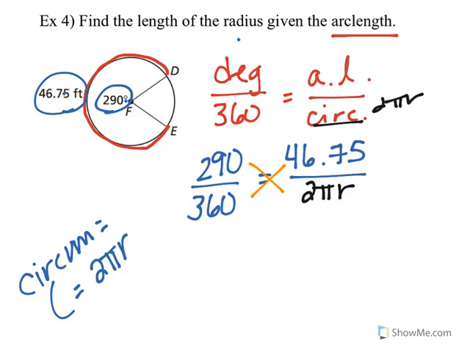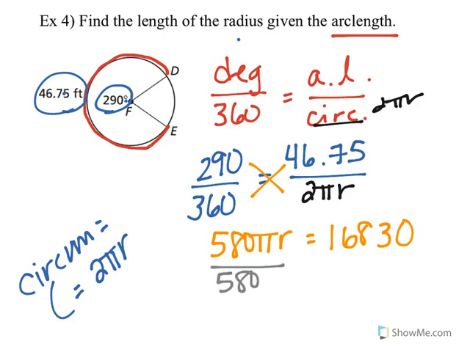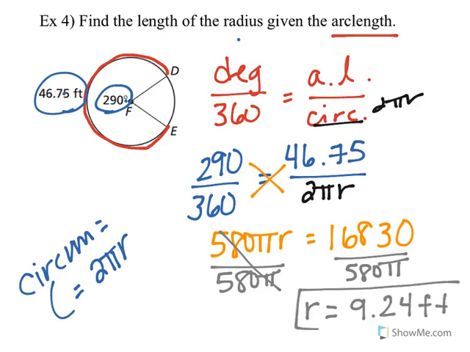So I'll take 290 and multiply it by 2 pi r, and I'll get 580 pi r equals, and then 360 times 46.75 will give me 16,830, and then I want to get r alone. So I will just divide both sides by 580 pi. My radius will just end up equaling 9.24 feet. Okay?